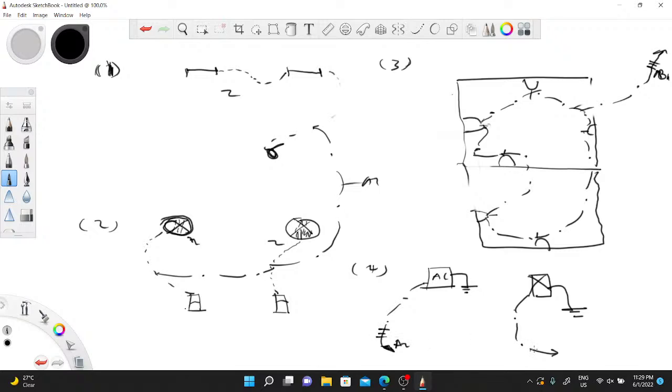Three lines. Three lines are for the live, neutral, and earth. But for the lamps, we just need a live and neutral. Basically these are the rules that you employ when you are drawing.